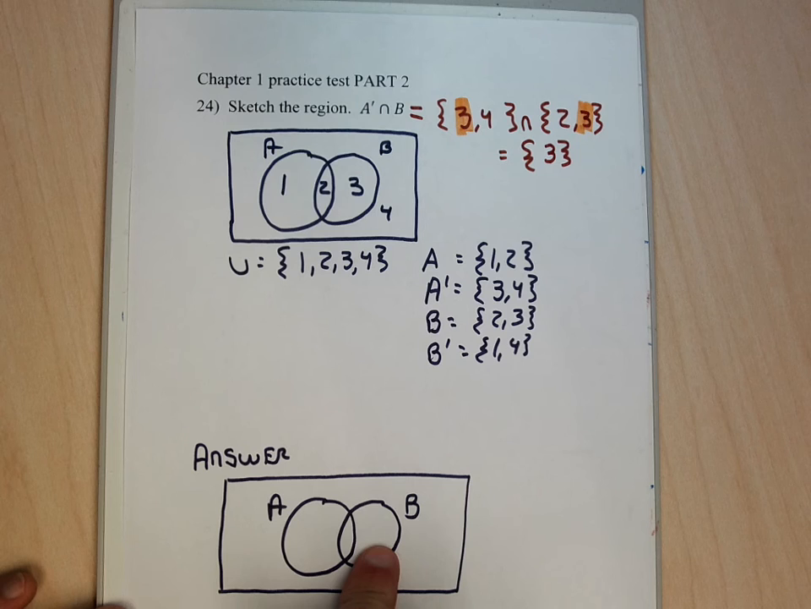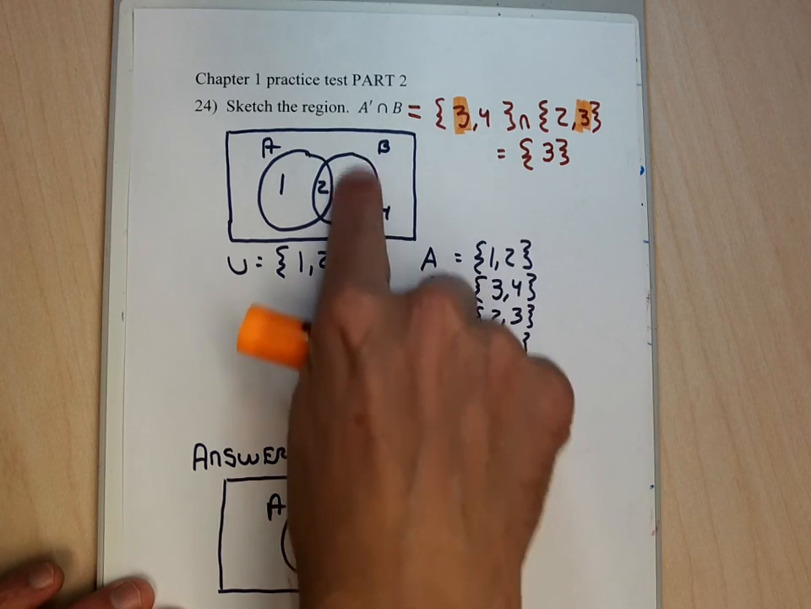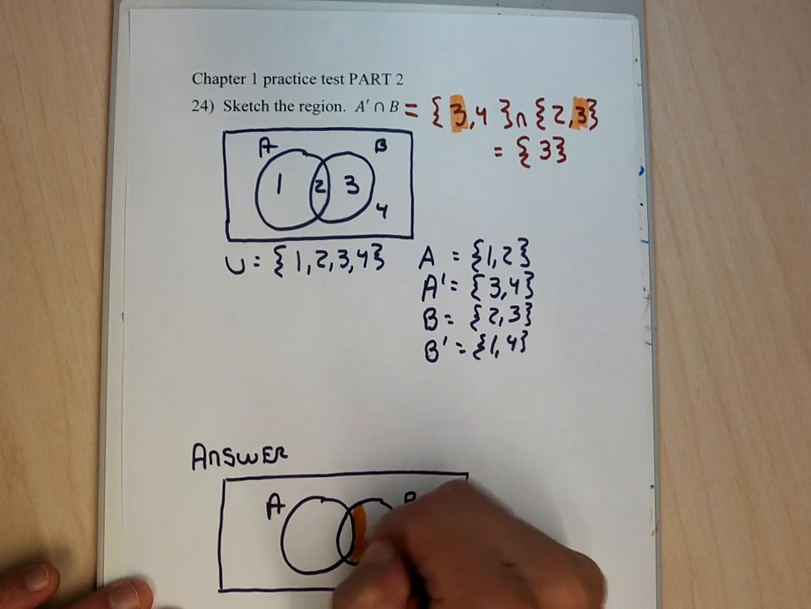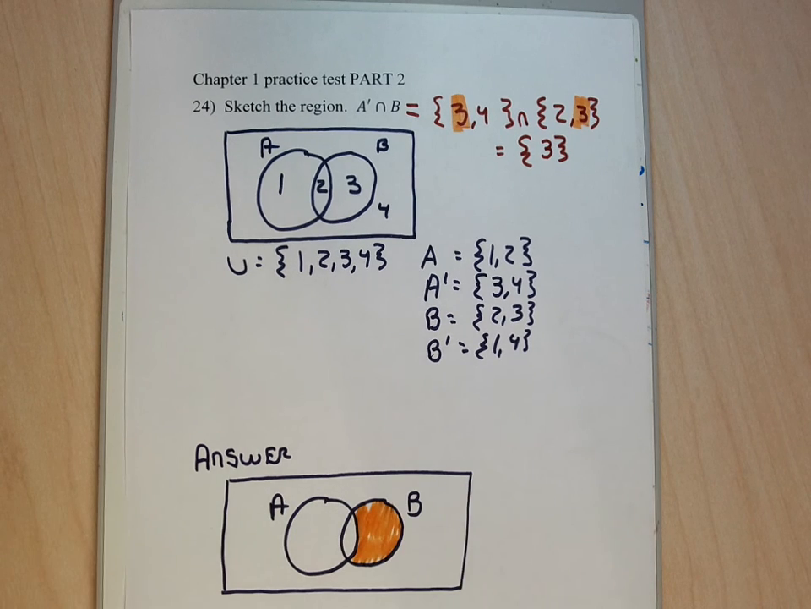The answer that I'm going to write is to shade the region that corresponds to the number 3, and that's going to be this part of the B circle, the part of the B circle that doesn't overlap with the A circle. And that would be all I'd write for my answer to question 24.